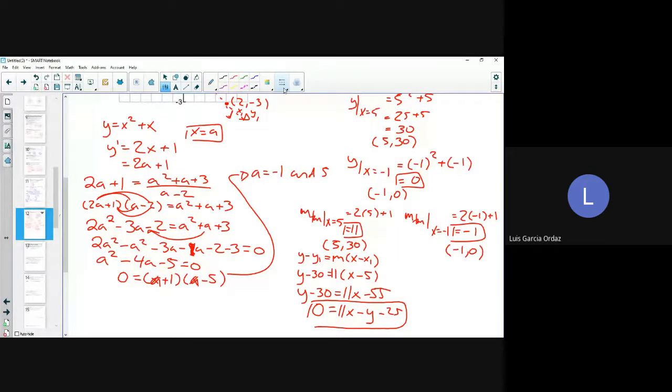And now for the next one, I get y minus y1, which is just y minus 0, is equal to negative 1 times x minus negative 1, which is x plus 1. And that is going to give us y is equal to negative x minus 1, which gives me 0 is equal to x plus y plus 1. I just move all of my terms from the right side over to the left side.